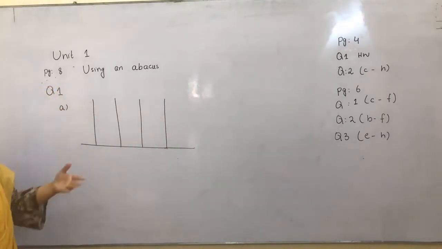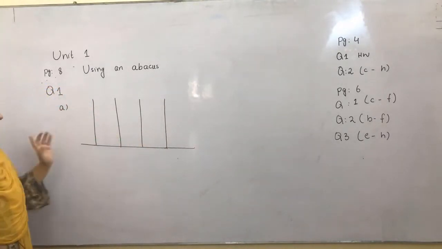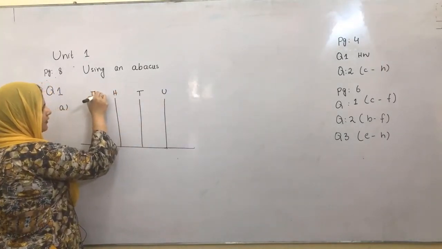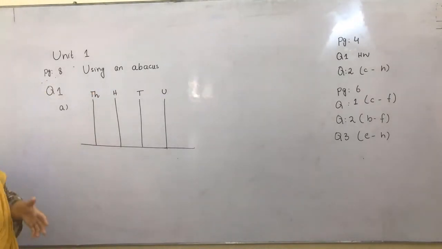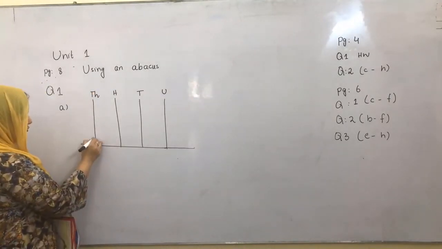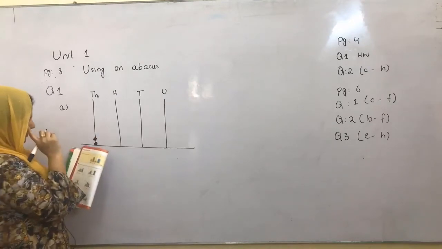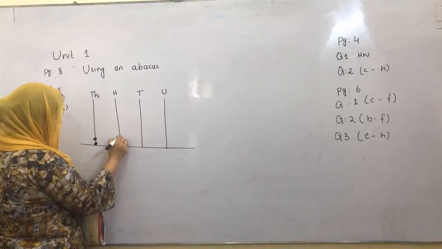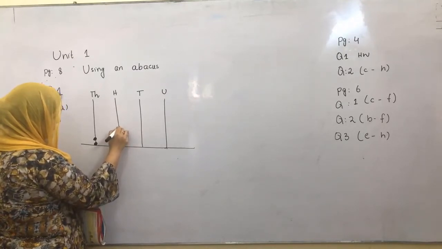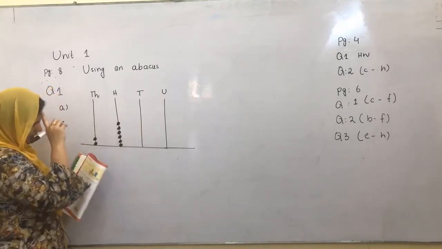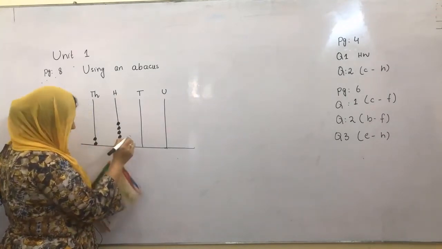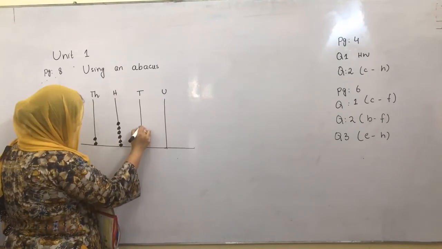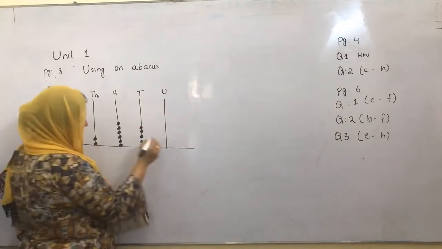These abacus have 4 lines, 1, 2, 3 and 4. It means this is unit, 10, 100 and 1000. First part is 2 rings in 1000, 6 rings in 100, 5 rings in tens, 8 rings in unit.